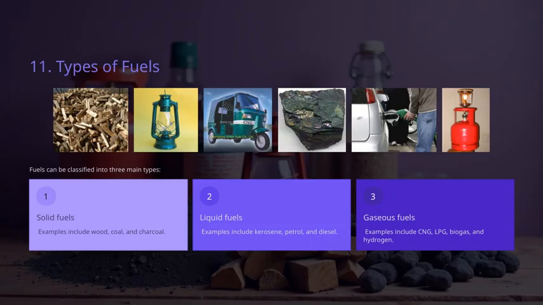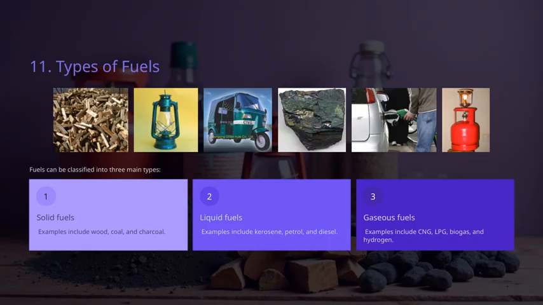Next, we have liquid fuels, which include kerosene, petrol, and diesel. These are commonly used in vehicles, engines, and for heating purposes. Liquid fuels are quite convenient because they are easy to handle and burn efficiently, making them essential for transportation and industry. Finally, there are gaseous fuels, such as CNG, LPG, biogas, and hydrogen.